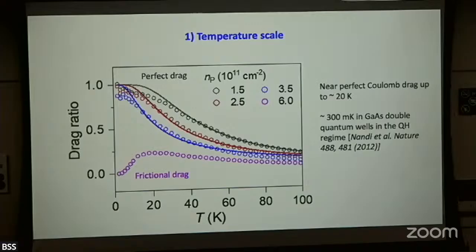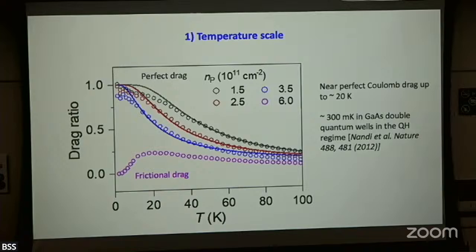Oh, okay. So the electron and hole are about 2 nanometers apart. Yes, they are tightly bound, if that's what you mean. A few nanometers in size. How does the frictional drag depend on density? I think it increases. Here, the relevant scale is like the 25 meV of the exciton binding energy.